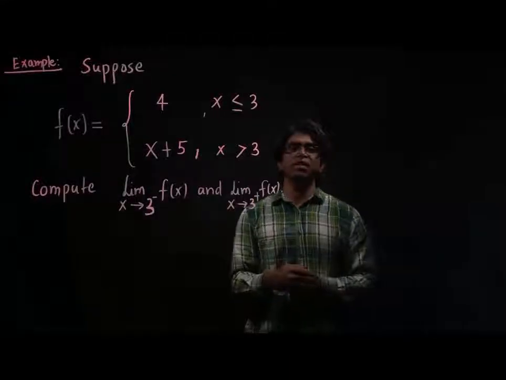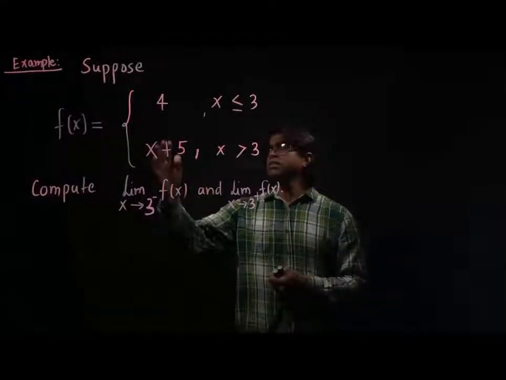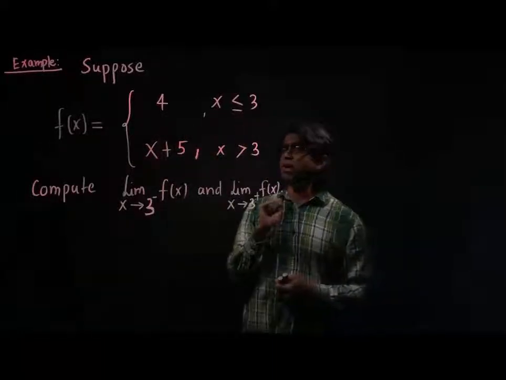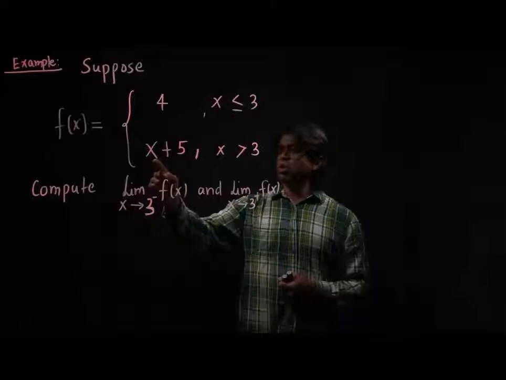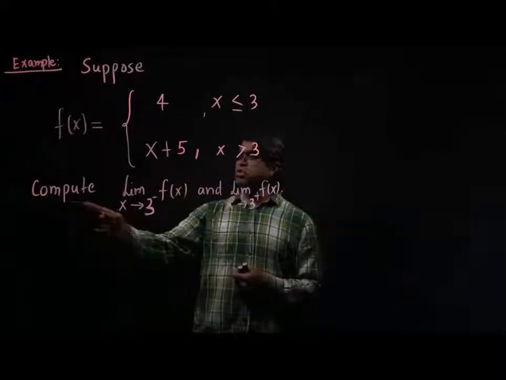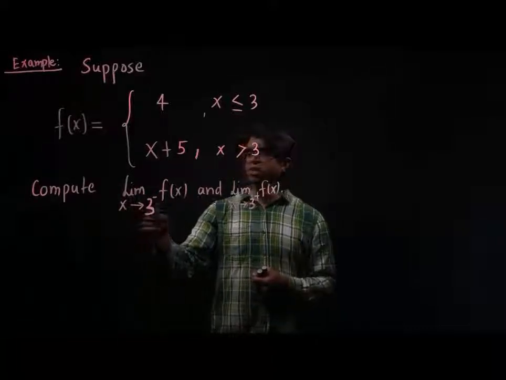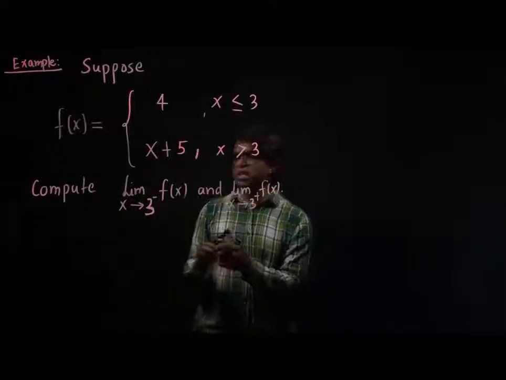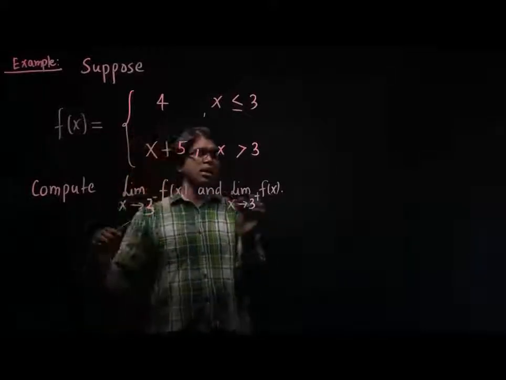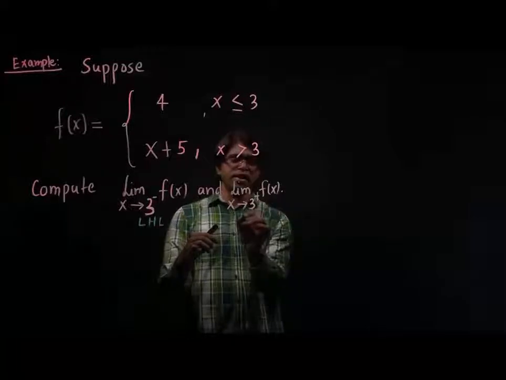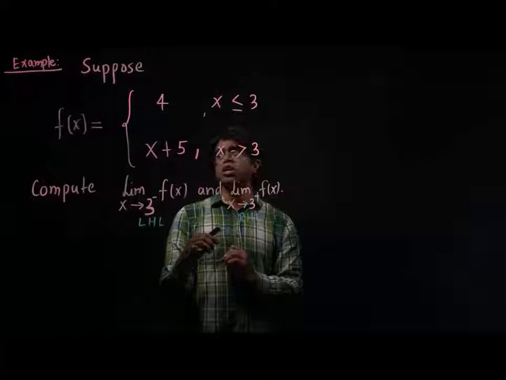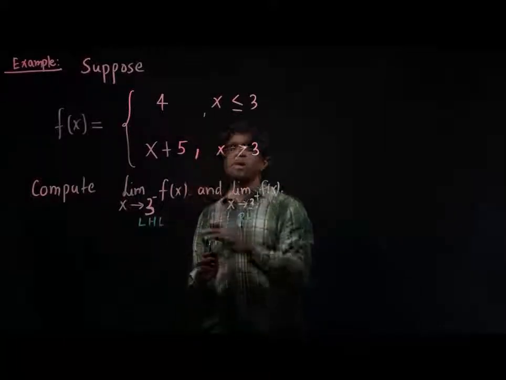Let's consider an example of a limit. Suppose f(x) is equal to 4 when x is less than or equal to 3, and f(x) is equal to x plus 5 when x is greater than 3. We need to find the limit as x tends to 3 minus of f(x), which is my left hand limit, and the limit as x tends to 3 plus of f(x), which is my right hand limit. As you can see, this is my piecewise function.